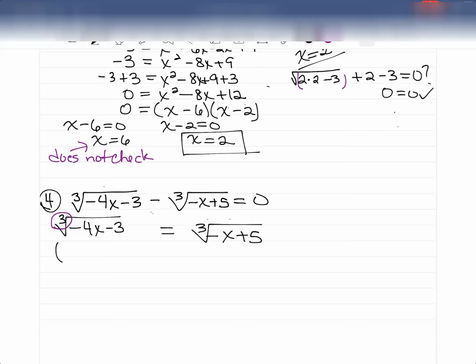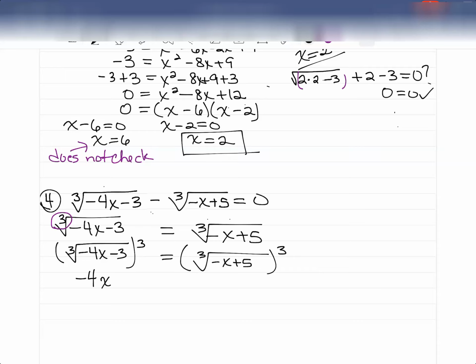So I raise both sides to the third power. And when that happens on this one, something nice happens. The cube of a cube root, I just get that middle stuff. I have 3 of it. I get negative 4x minus 3. And that's what I have on that other side. I have the cube root of a cube. So I just get negative x plus 5.